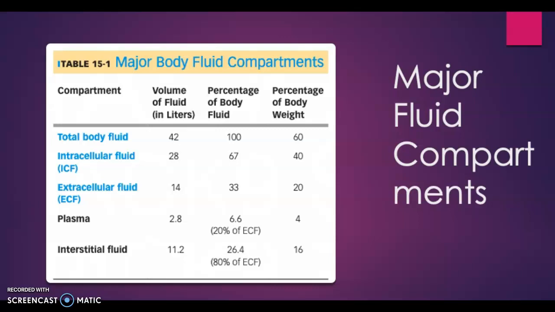So the plasma has 2.8 liters of fluid volume. The percentage of the body fluid is 6.6, and it makes up 20% of the ECF. And the percentage of body weight is 4. The interstitial fluid has 11.2 liters of fluid volume. The percentage of the body fluid is 26.4, and it makes up 80% of the ECF. The percentage of body weight is 16. From the table, you can see that the interstitial fluid makes up more than half of the ECF.